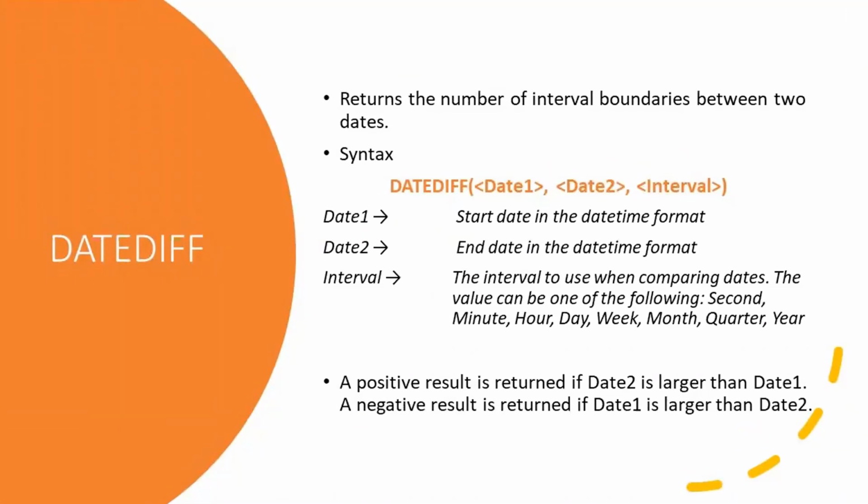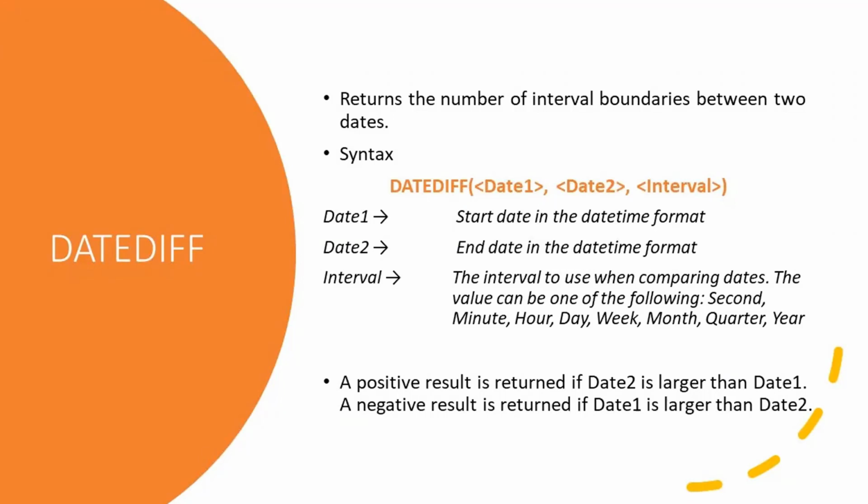In DATEDIFF, the formula takes three arguments: date one, date two, and the interval. Date one is the start date, that is the beginning date between the two dates that we are comparing. Date two is the end date or the latter date. And the interval can be anything between, let's say, second, minute, hour, day, month, quarter, or year. And we can specify how we want to see the interval.